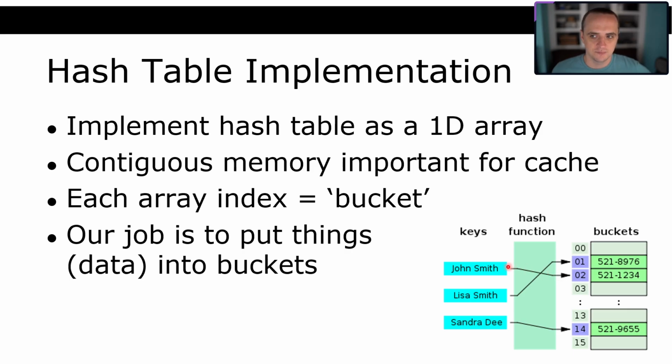We pass John Smith through the hash function. We get the number 2. So we look up in the array index number 2, and we store John Smith's phone number there. Similarly, for Lisa Smith, we store it in 01, and for Sandra D, we store it in 14.